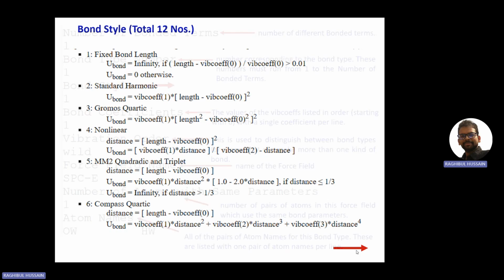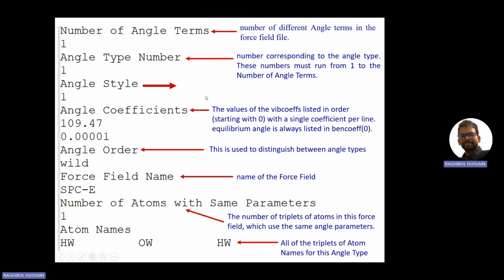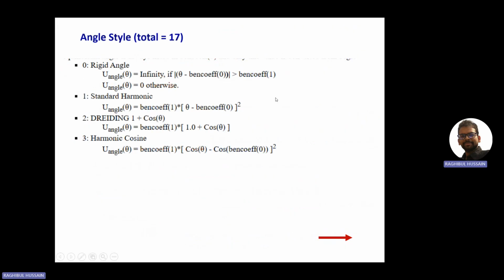Similarly, for angle style, we are using 1. What is the meaning of 1? So 1 is standard harmonic, or you can also use 0 rigid angle. You can run the simulations using 2 different options. You use 0, then put the angle, run the simulation. You put 1, it's standard harmonic. So we need 2 coefficients, 0 and 1. So 0 is theta minus theta naught. Theta naught is the first line, second line is the k theta, which is this constant.